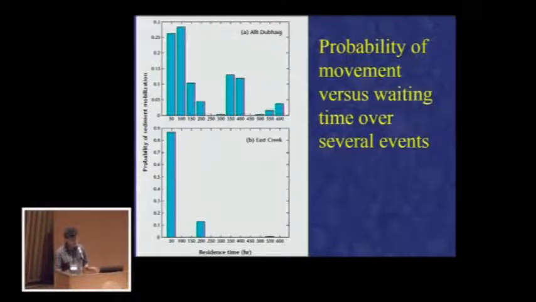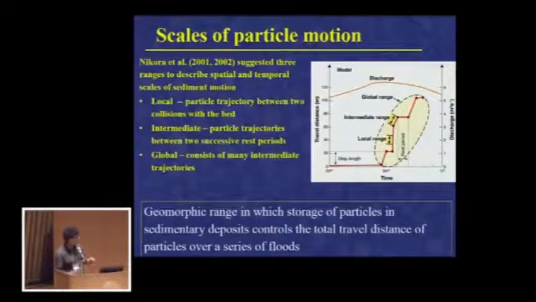So for this reason, it's important for us to think about the geomorphic range and the mobile and immobile particles when we think about the evolution of the bed surface. So my concentration or my focus is going to be on this for the rest of the talk.